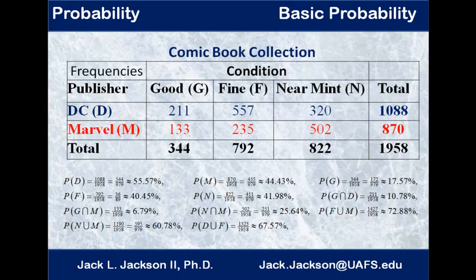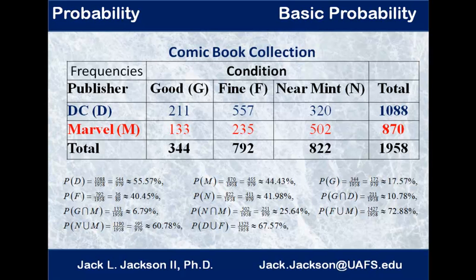When we get down to the OR categories, like probability F union M, probability of fine or Marvel, then what we're doing is adding up all the ones that fall in that category. Notice that's 557 plus 133 plus 235 plus 502 for a total of 1,427, over the sample space of 1958. So that fraction reduces to about 72.88%.